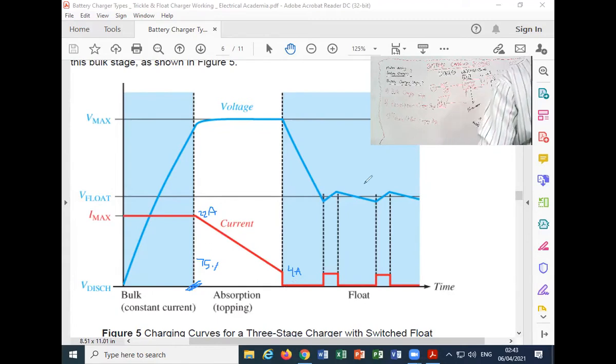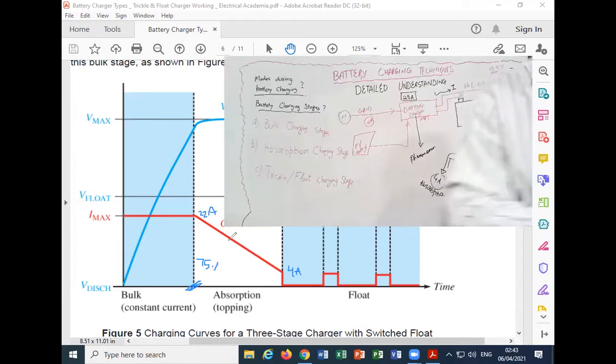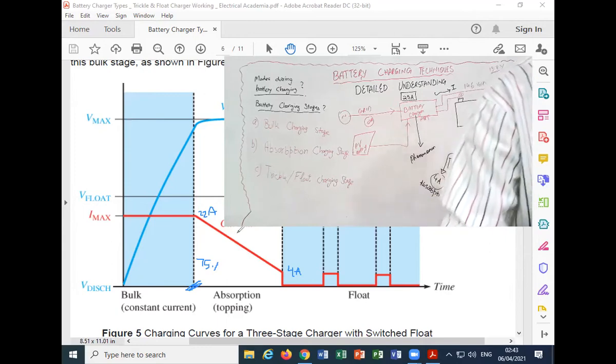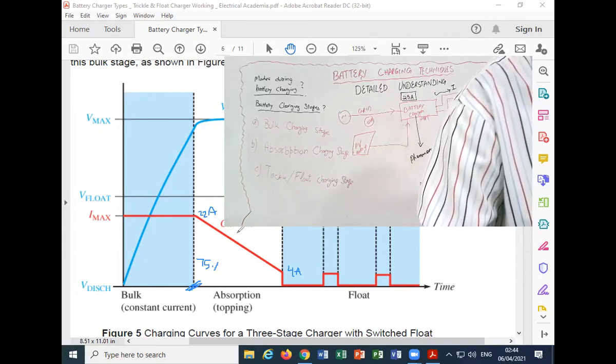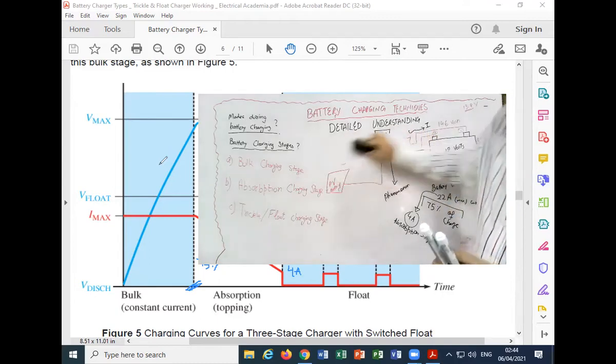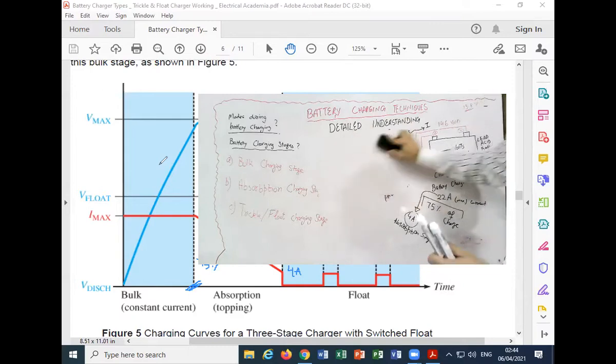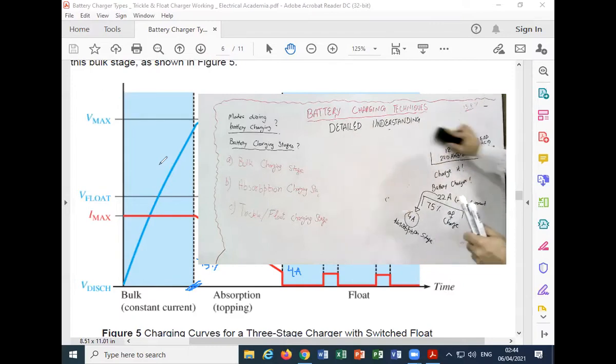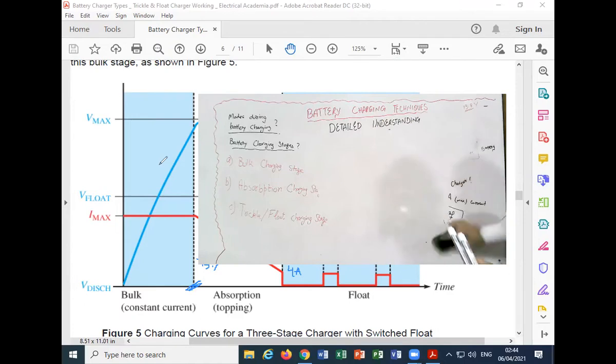Now, in some of the battery chargers, there are only two modes. Let me draw this on the board. Let me draw here. You will see. So let me draw here with complete. In some of the battery chargers, there are two stages.